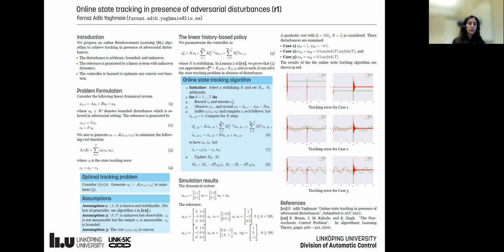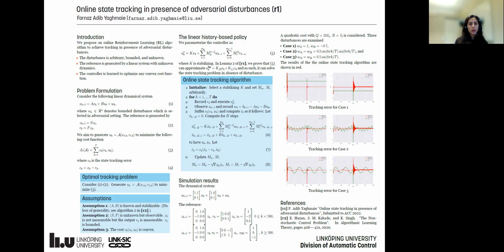For this setup that I mentioned, we are interested in designing a controller such that the state of the system tracks the output of the reference signal while minimizing a general convex cost function. So we are interested in optimizing convex cost functions, not necessarily quadratic ones. The classical solutions to the tracking problem are either optimistic or pessimistic, or they can handle quadratic cost only, not general convex cost.